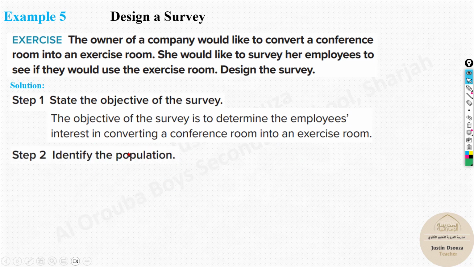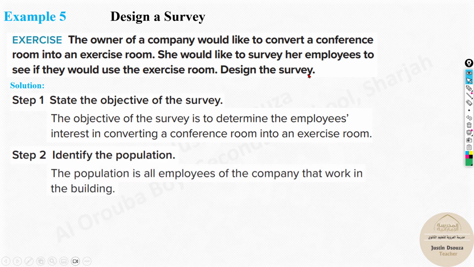Now identify the population. Who is the population? Over here you must know all the employees that work in the company, because it's the owner of a company who is interested in knowing about the company's employees, right? So identify the population: it is all the employees that work for the company. Okay. And then write an unbiased survey question.